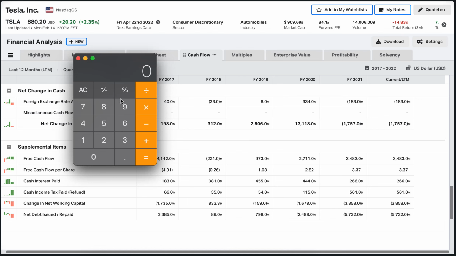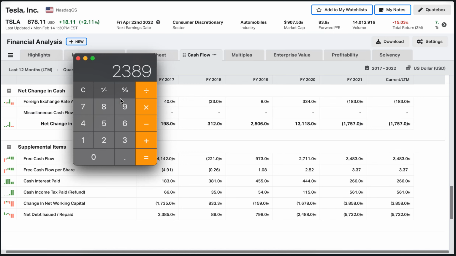So we're going to do 973 for 2019 plus 2711 plus 3483, and that equals $7.1 billion in terms of free cash flow that the company made in these 3 years. And if we divide that by 3, we get a value of 2.389, which is about $2.3 billion a year that the company has been making in these past 3 years in terms of its average free cash flow.